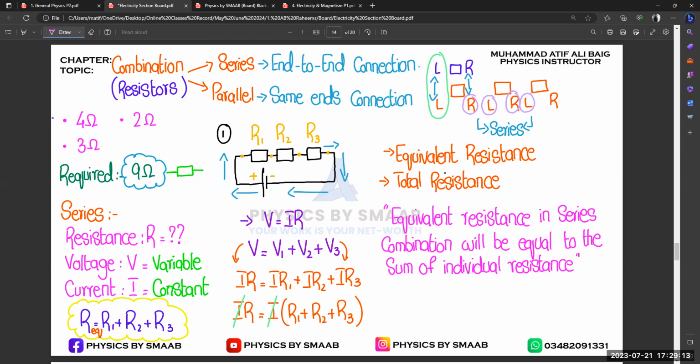One more point which we will add over here is that the final or equivalent resistance will be greater than the individual.